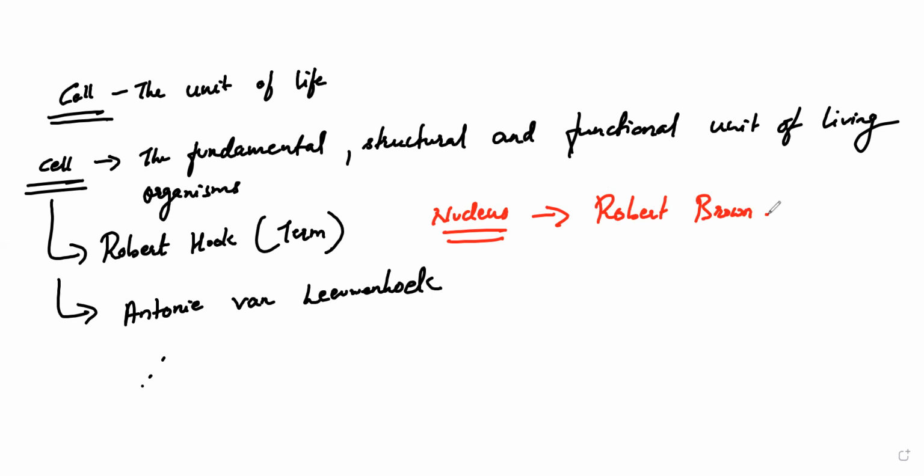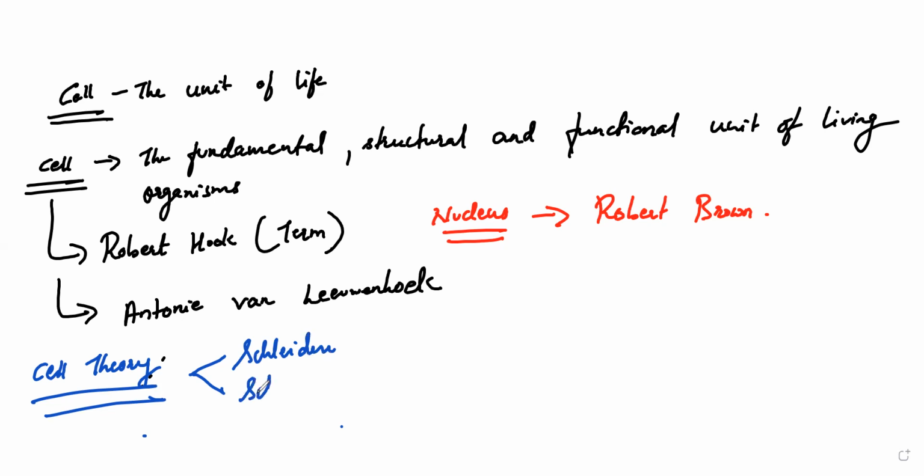Next one is how the cell came, what are the types of cell, on what basis the two types of cells are there, that is prokaryote and eukaryote. This is all based upon something which is called cell theory. This cell theory was proposed by two persons, Schleiden and Schwann, in the year 1838. So what is cell theory?